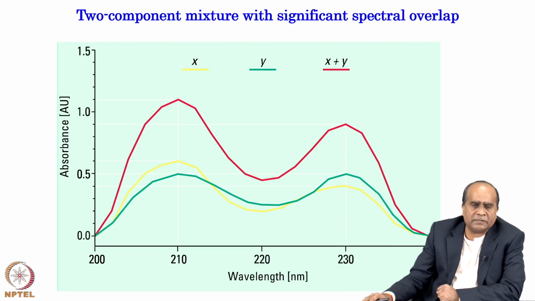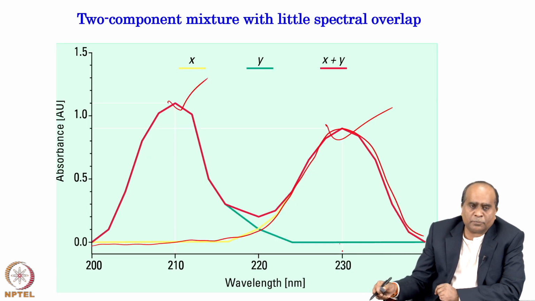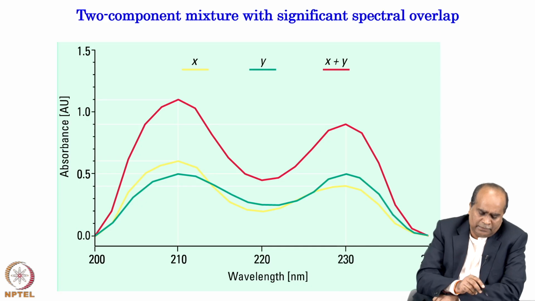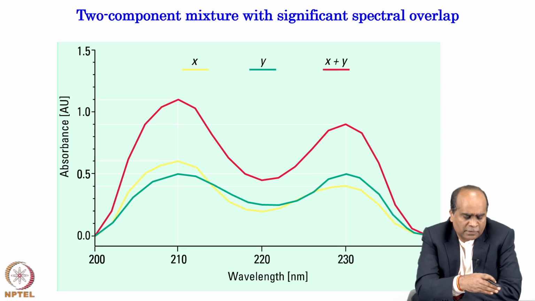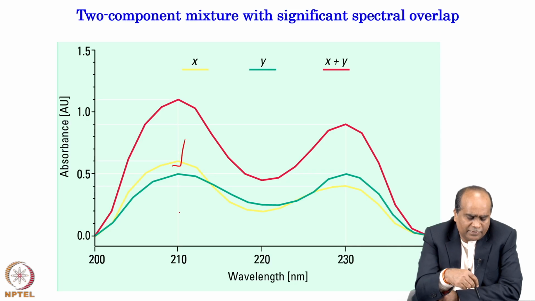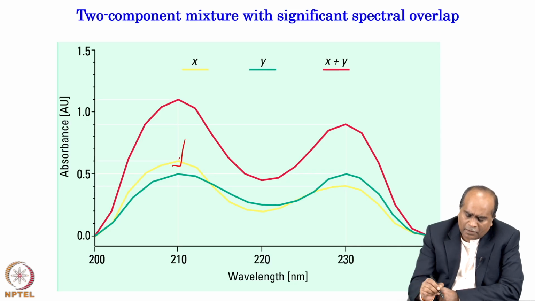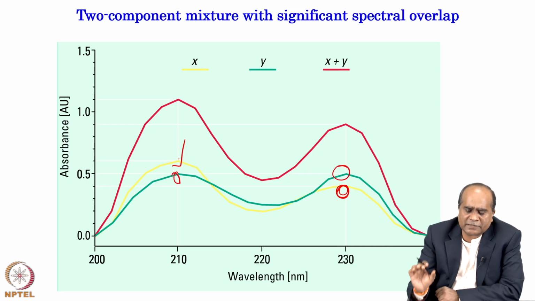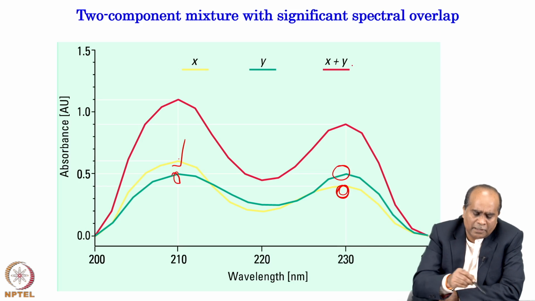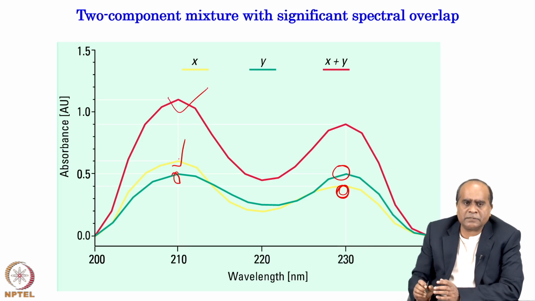Now, in this case there was no major overlap, but what happens if there is a major overlap? That means both yellow and green are giving some absorption at both wavelengths. So, here you can see yellow is giving higher at 210, but something as well at 230, and similarly for green. Now, because of significant spectral overlap, the two component analysis will look like this. So, red will look like this.